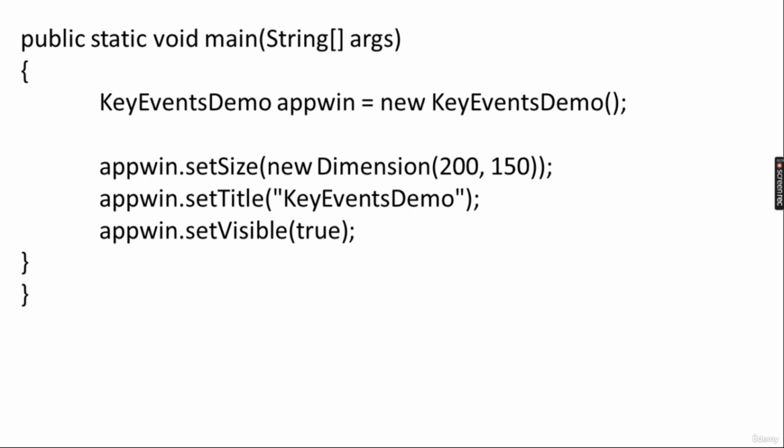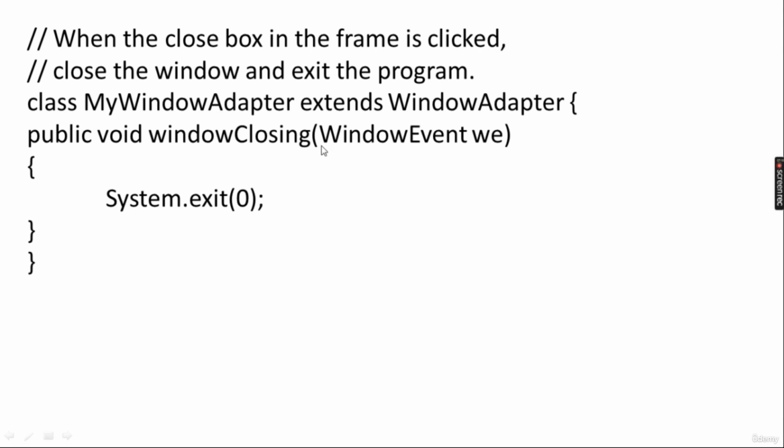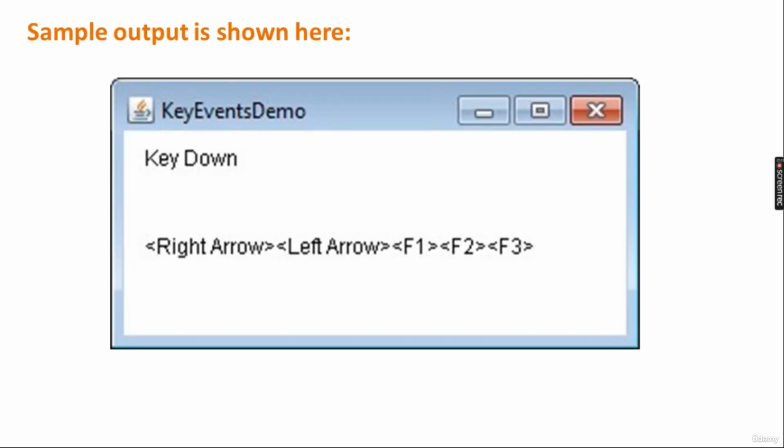Then in this main function we are creating the object of the key events demo. Dimension of the outer window is 200 into 150. Title is key event demo. Visibility is equal to true. And my window adapter is a separate class to close the window. It extends WindowAdapter. The windowClosing method is overridden over here. We are passing the window event on the close button. System will exit with 0, that is, the window will be closed successfully.